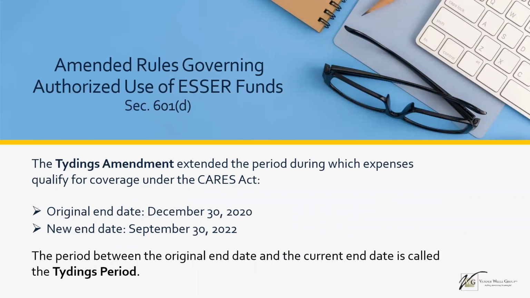with the Tydings Amendment. So this actually extended the period during which the expenses would qualify under coverage for the CARES Act. And this is actually the case for all of the legislation. The Tydings Amendment has been applied to CARES, CRRSA, and ARPA. So the expiration dates of the funding are CARES is September 30th, 2022, CRRSA is September 30th, 2023, and ARPA is September 30th, 2024.